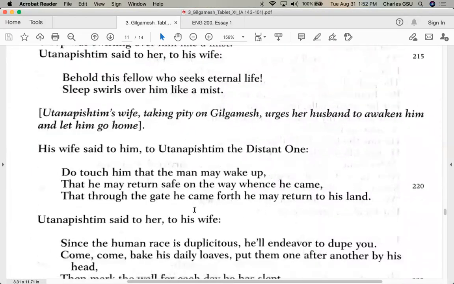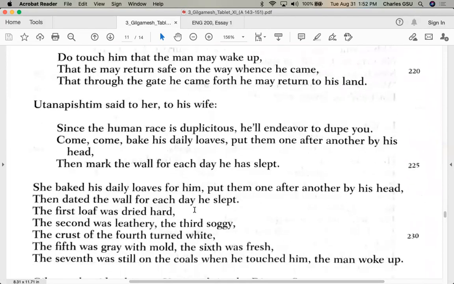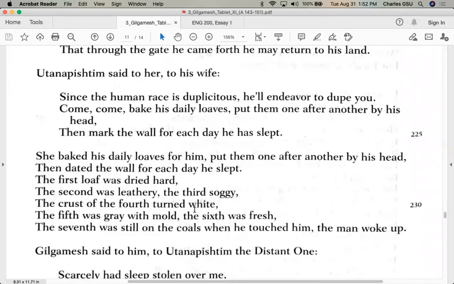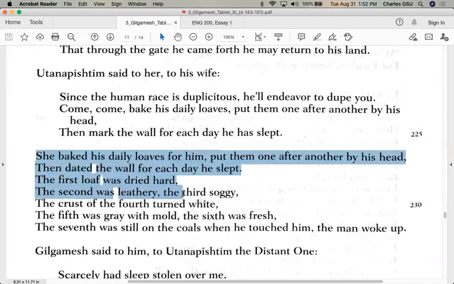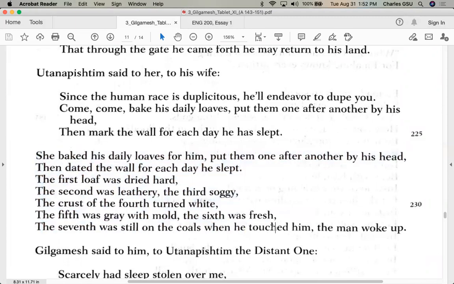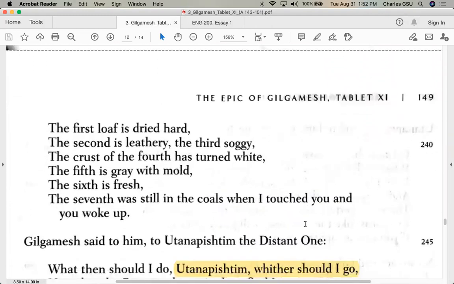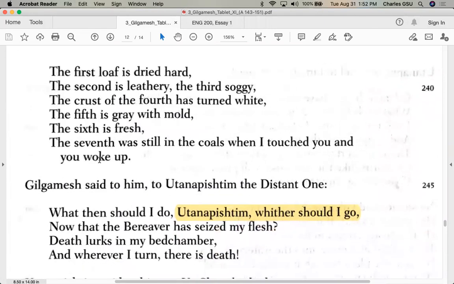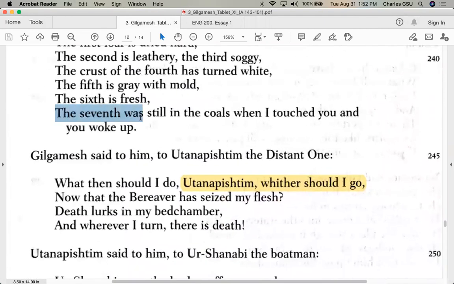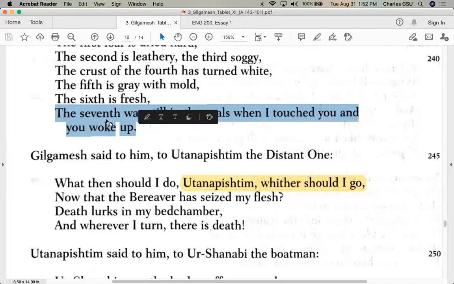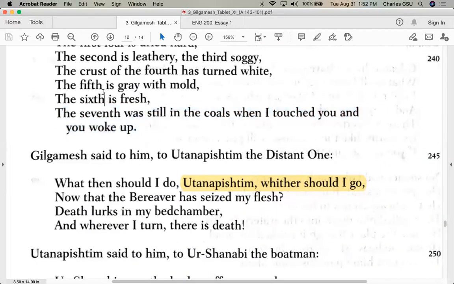Then there is some discussion about how long Gilgamesh is going to stay asleep. Uttanapishtim and his wife have this discussion about, well, should we wake him? Should we not wake him? And they're baking a loaf of bread every day that he's asleep. And so the seventh, right? Seventh, again, that number is important. Ever wonder why we have 7 days in a week? The seventh loaf of bread was still in the coals, right?